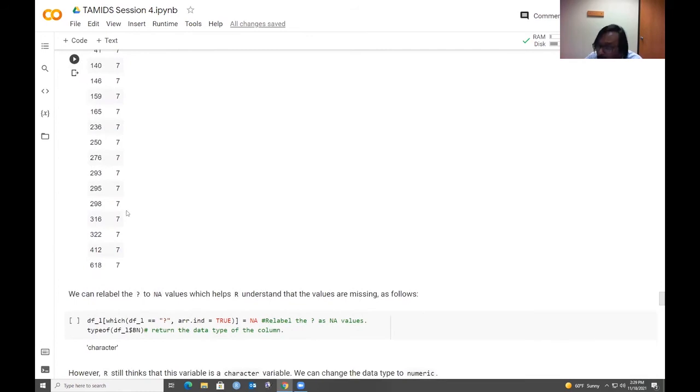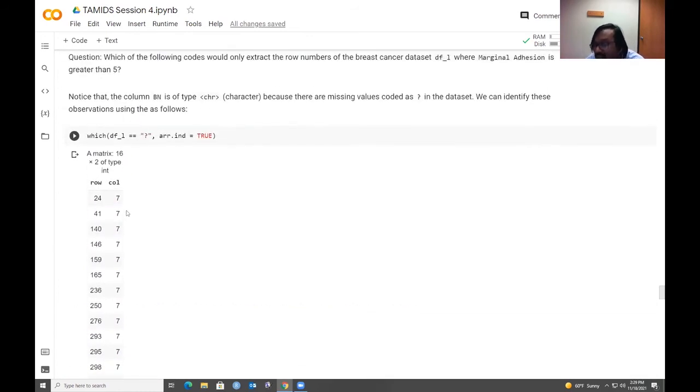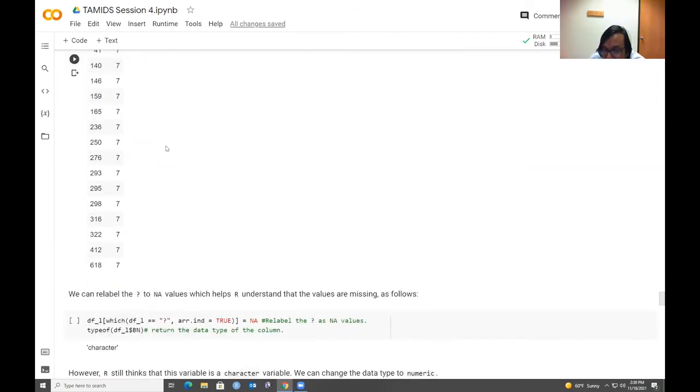So the problem is the machine does not understand that question mark means that there is no information available. The machine gets confused that maybe question mark is some information, and that is something that the machine should try to understand and interpret. So we should tell the machine that these question marks are NA values. Setting them to NA helps us understand that these values are actually missing.